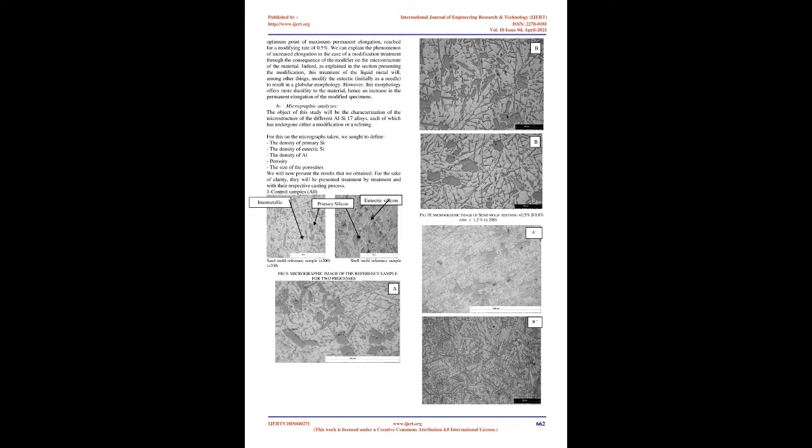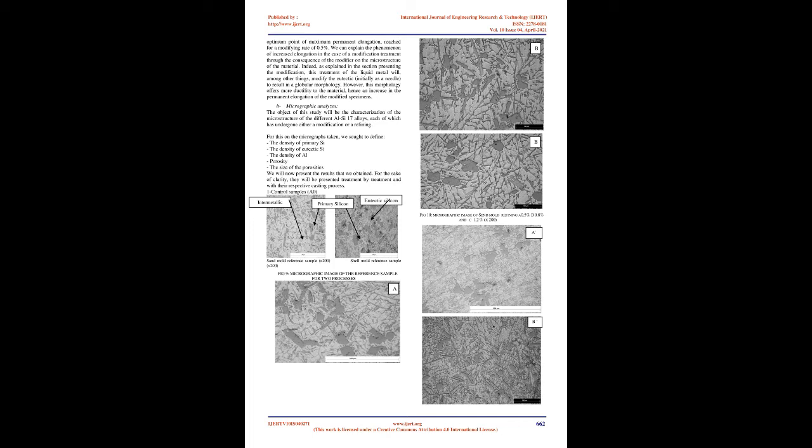As regards the modification, the specimens cast in shells exhibit an increasingly important permanent elongation as the rate of modifier increases. Contrary to this behavior, the test pieces cast in a sand mold make it possible to demonstrate an optimum point of maximum permanent elongation, reached for a modifying rate of 0.5%.